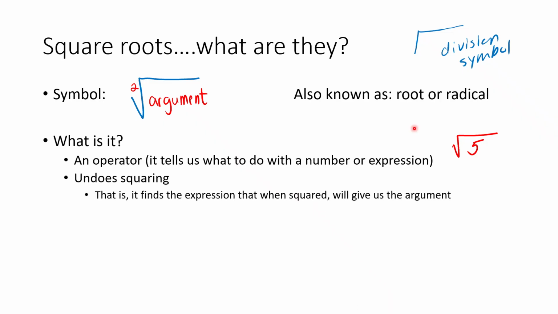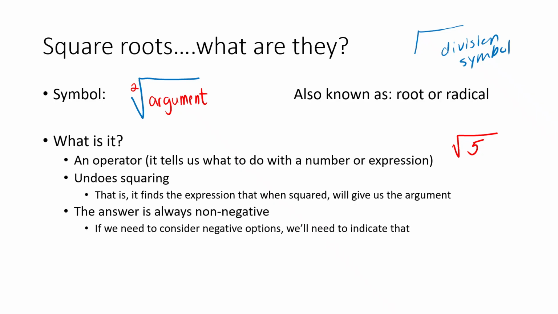What the operation does is it undoes squaring. That is, it finds the expression that when squared will give you the argument. We'll look at some examples on the next slide. Now, another thing about the square root is that the answer is always non-negative. I almost wrote positive there, but it can be 0. It could be 0, but it's never negative.